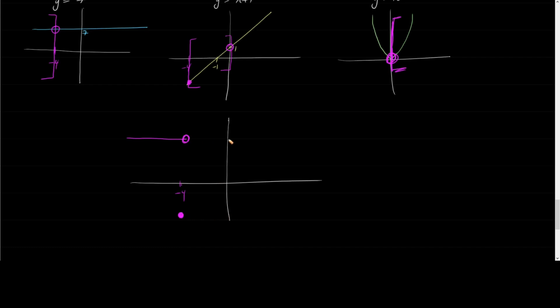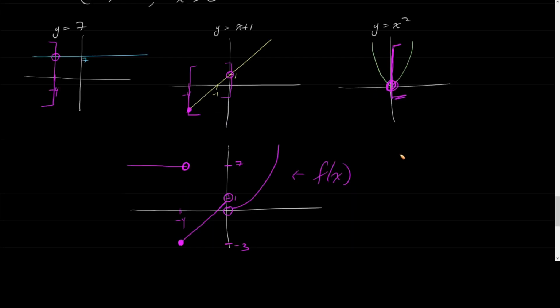And maybe I should label these. This is at the height of 7, and this is at the height of negative 3. And we're going all the way up to 1, but at 1, it's an open circle. That's at the height of 1. So we got that part right there. And then for the rest of this, it is also an open circle, and then that. So there we go. This right here is f of x, that piecewise function.